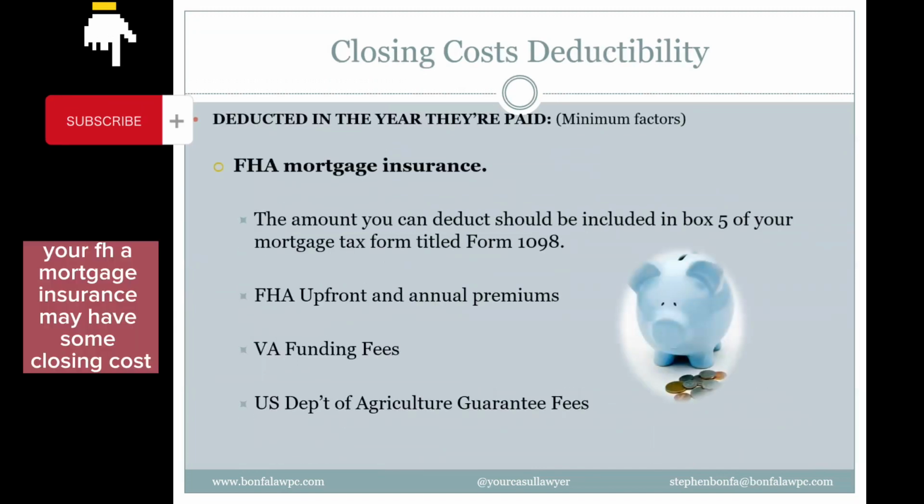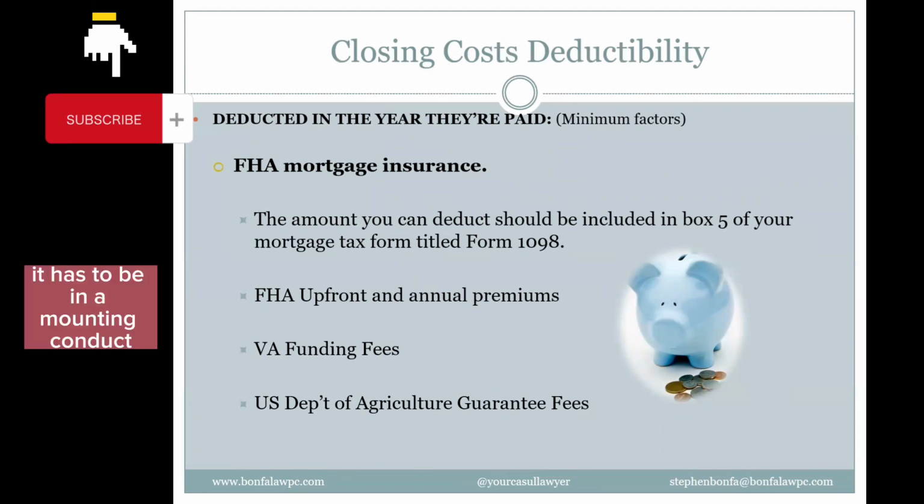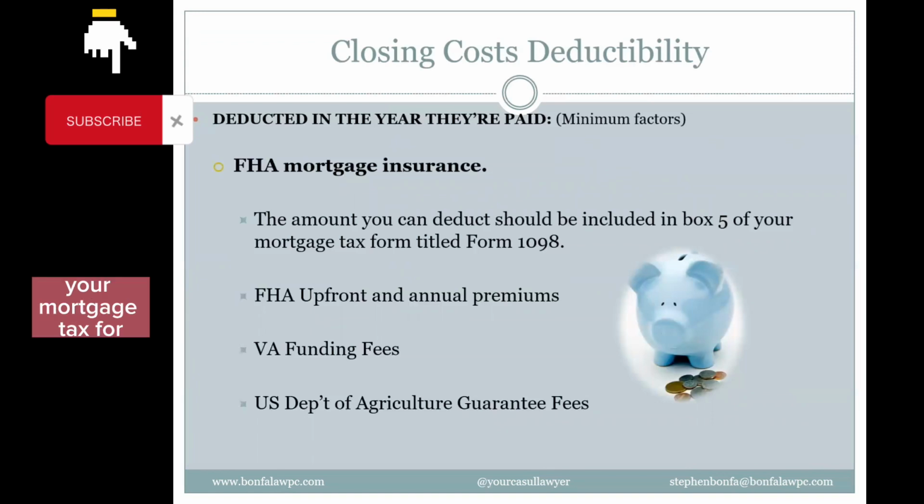Your FHA mortgage insurance may have some closing costs that are deductible in the year that they're paid. It has to be an amount that you can deduct. You'll find it in box 5 of your mortgage tax form.